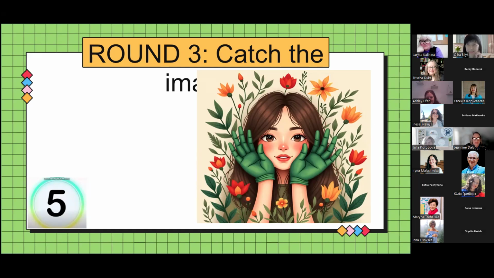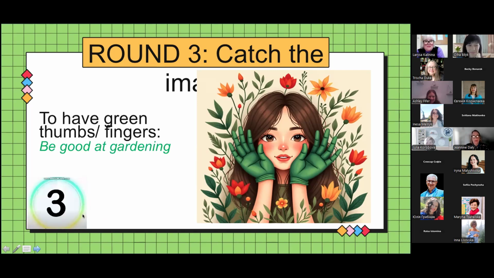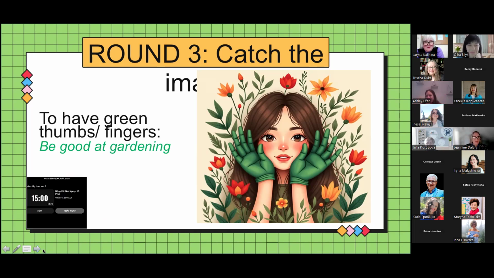Okay, I see some answers coming in. So what idiom do you think this represents? Have green fingers, yeah. Yes, to have green fingers. So we have some answers here in the chat. To have green thumbs or green fingers. Good. I couldn't stop the timer. I apologize. So yeah, the students did pretty well with this one. To have a green thumb or green fingers, right? To be good at gardening.